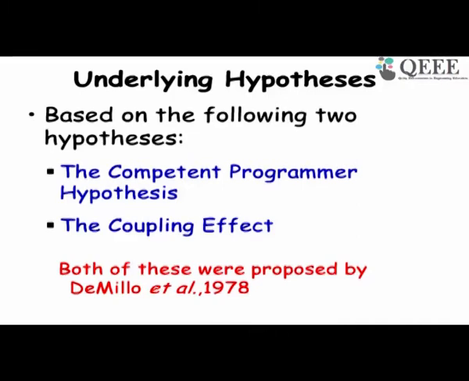We'll look at the competent programmer hypothesis and coupling effect hypothesis, which are the two underlying foundations behind mutation testing. And then we will see how to have effective mutation testing. As I said, automated tools are available to carry out mutation testing. So we'll just stop at this moment.